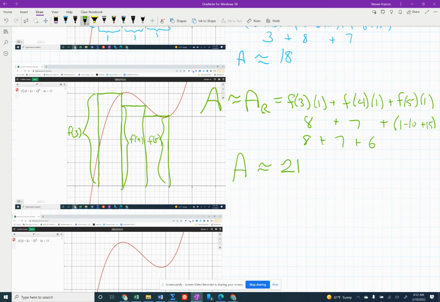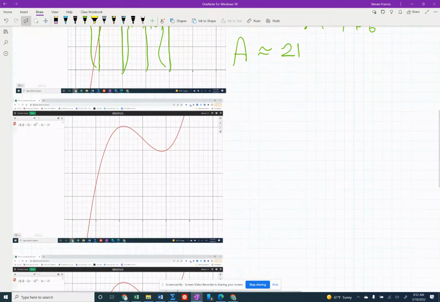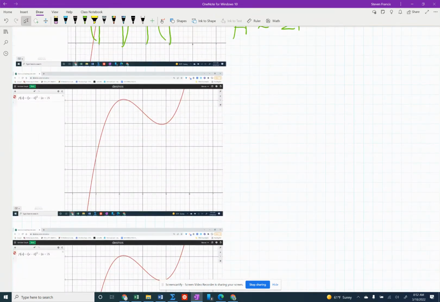Now, if we want midpoint approximations, instead of plugging the left-hand endpoint or the right-hand endpoint into the function, I'm going to plug in the midpoint on each subinterval. So I'm going to start the same way.